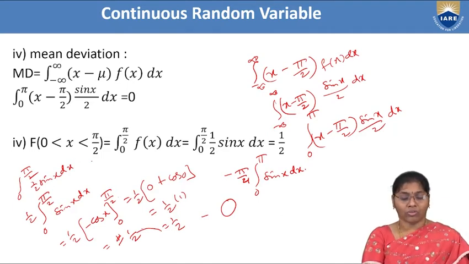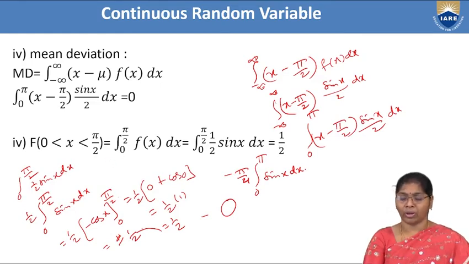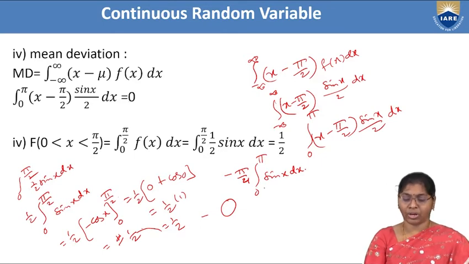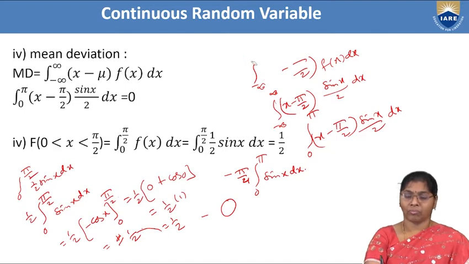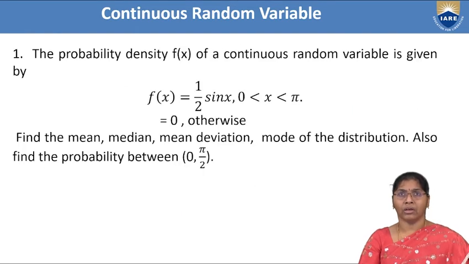Here the integral for 0 less than x less than pi by 2, the value equals 1 by 2. That is the total problem. Now here also, on simplification, we get the answer equal to 0. Now this problem is completed. First of all we found the mean, median, mean deviation, mode of the distribution, and finally the probability between 0 and pi by 2. We are finding all these things.